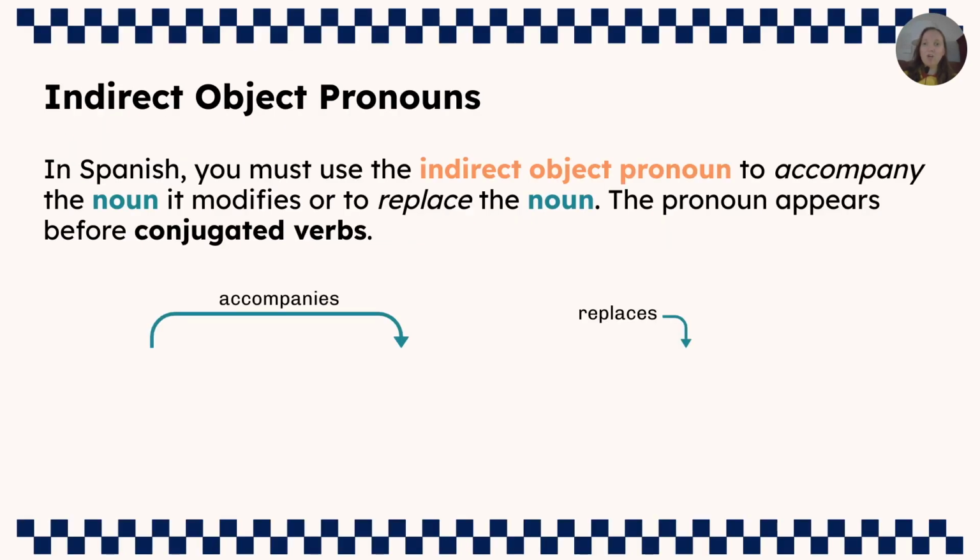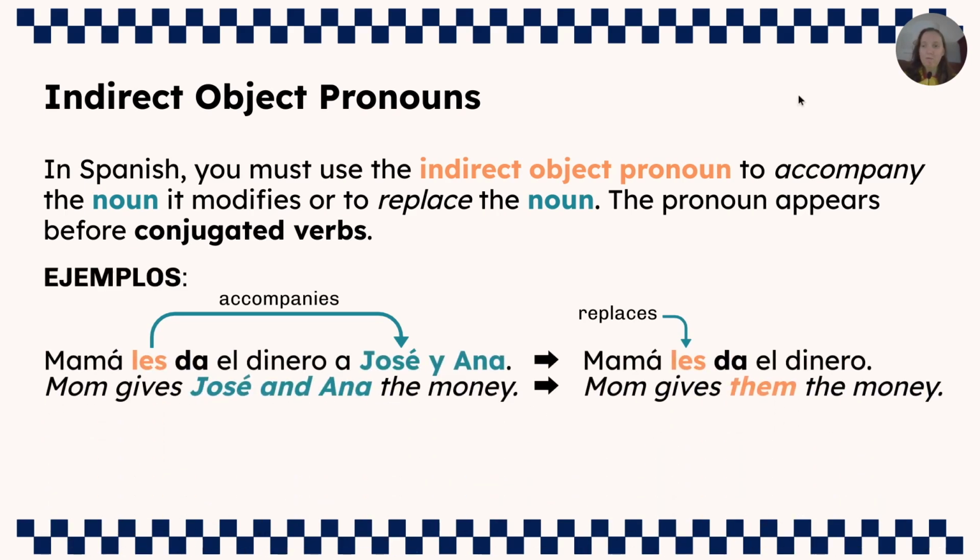In Spanish, you must use the indirect object pronoun to accompany the noun it modifies or to replace the noun. The pronoun appears before the conjugated verbs. Let's look at some examples. So our first one we have, Mom gives Jose and Ana the money. In Spanish, that would be Mamá les da el dinero a Jose y Ana.